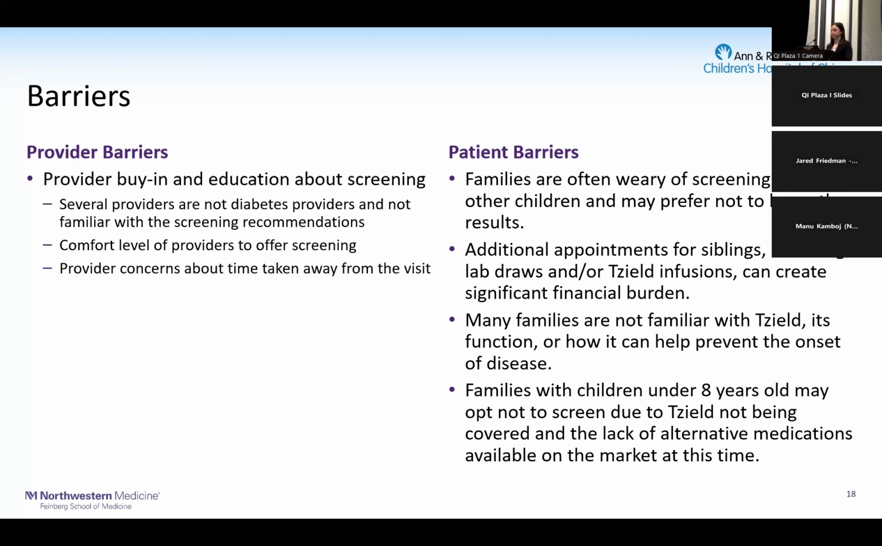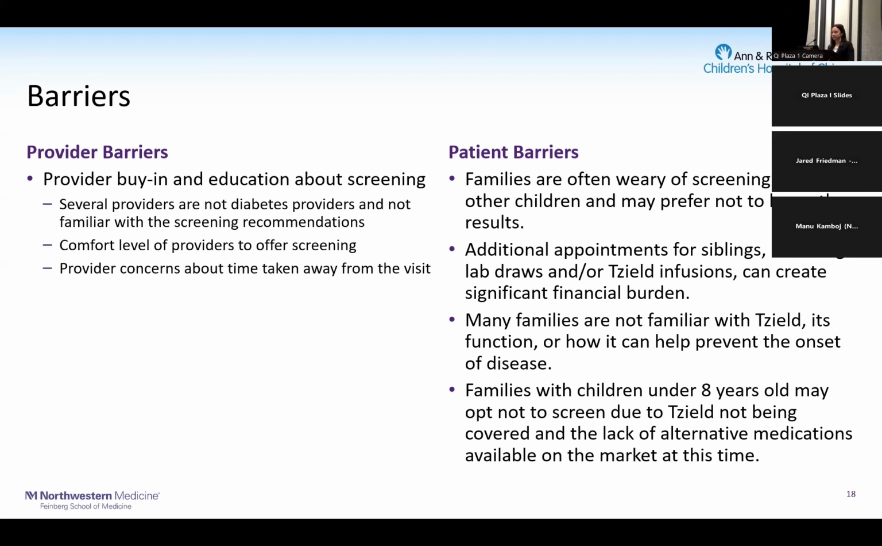From a patient barrier standpoint, before Tzield existed, I thought families were often very weary, saying, this is going to cause me more anxiety. I don't want my other child to know. What do I do about it? But now with Tzield, I think we've overcome that barrier and we're offering this to families.